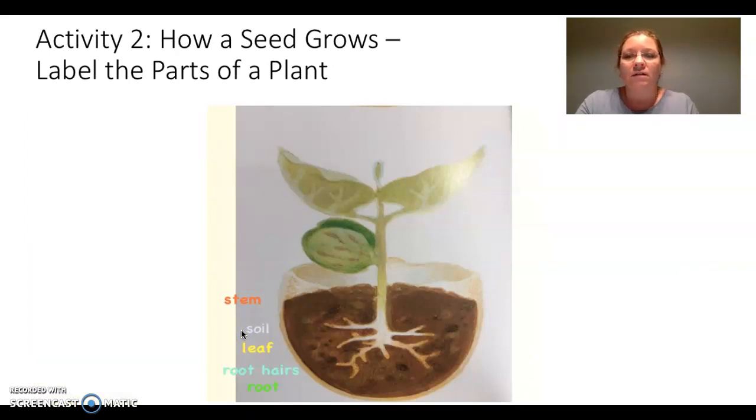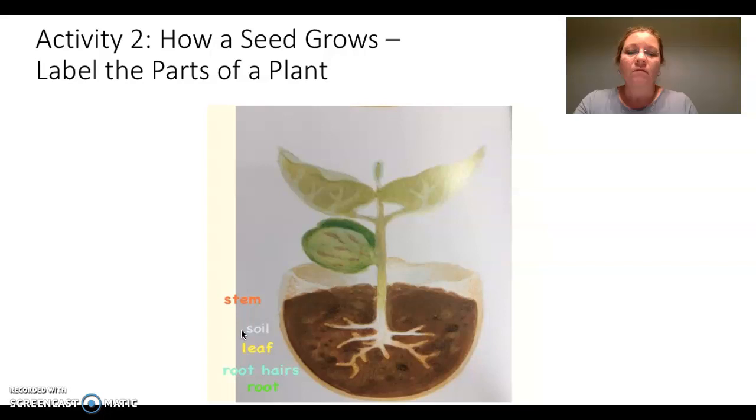And then this is your activity 2, How a Seed Grows. You're going to label the parts of a plant. Again, you have some choices. You may use your computer to screenshot or to find a plant and be able to have the words to where you can move them to where they need to be so that the plant is labeled. You most certainly can draw this plant and write the name of the words beside each part of the plant.